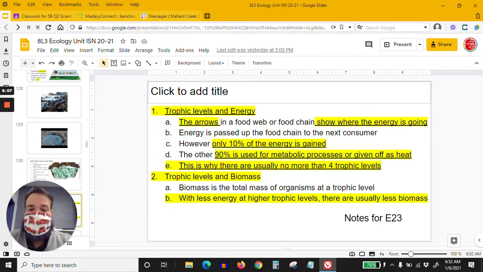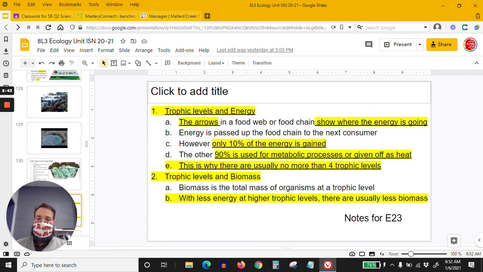Okay? Energy is passed up the food chain. When one organism consumes another, it gets energy from that food. And that's why we eat, to get energy so we can survive. But only 10% is gained by the consumer. The other 90% is used to keep the organism alive or lost as body heat. So that's why there's usually only 4 trophic levels. We talked about that before with the diagram.